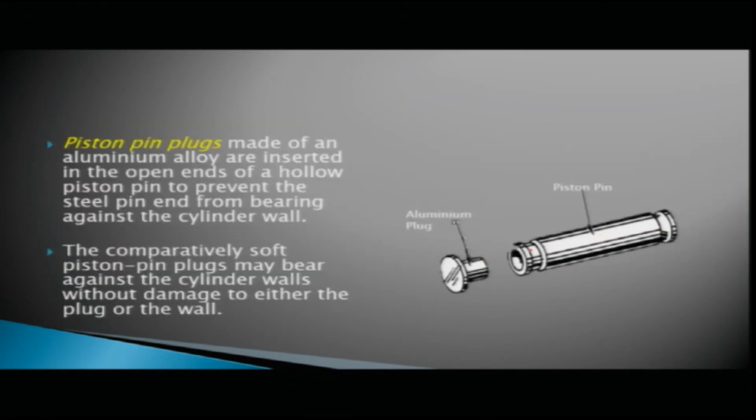Now, on the sides of the piston you have the piston pin plugs, which are made of aluminum alloy and are inserted in the open ends of the hollow piston pin to prevent the steel pin end from bearing against the cylinder walls. So, in order to prevent the piston pin from bearing against the cylinder walls, you have aluminum plugs on both sides of the piston pin.